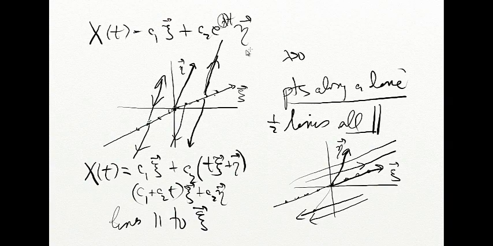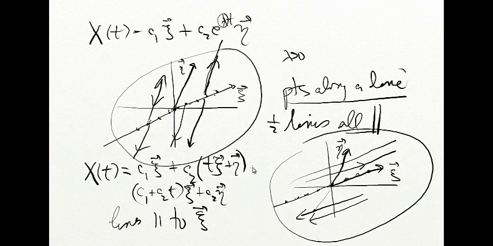So there are the two pictures that perhaps you didn't see. They're not in the notes. But that's what happens in the two cases that you have a singular matrix.